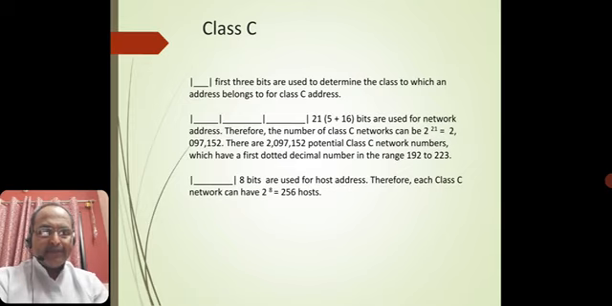A number of potential class C network numbers can be allotted to a system of that particular category, which have a first dotted decimal number in the range of 192 to 223 of a class C. And the last 8 bits are used for the host address. Even though it looks like a very small number of bits, each class C network can have 2 to the power of 8, in the sense 256 hosts, that can simultaneously broadcast without any interruptions.